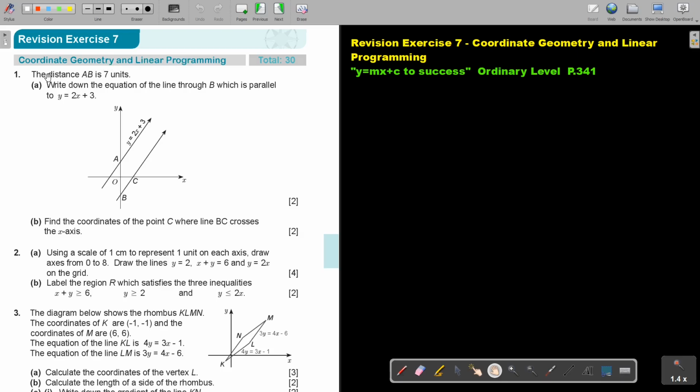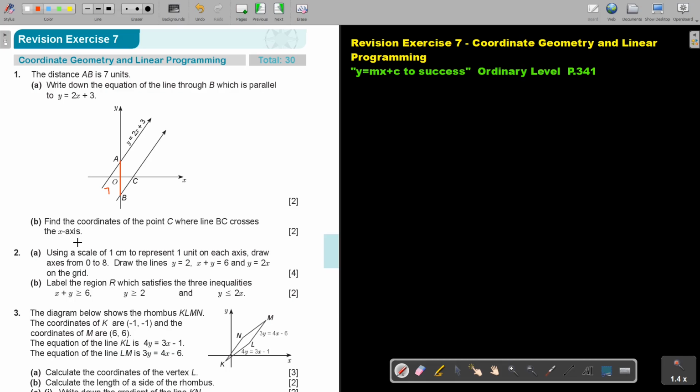Now, if I say the distance AB is 7 units, where is A and B? Can I just show you here? It means that that is going to be 7. Write down the equation of the line through B, which is parallel to this. We will come now to the distance.